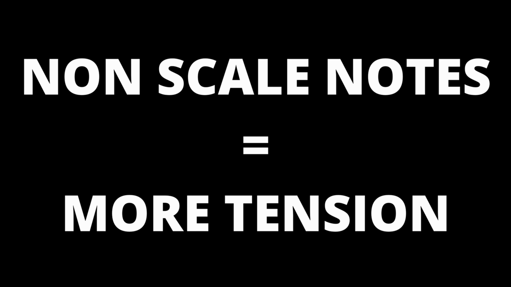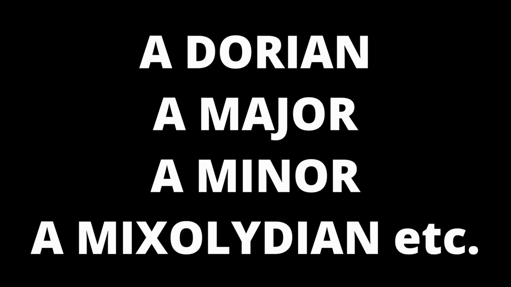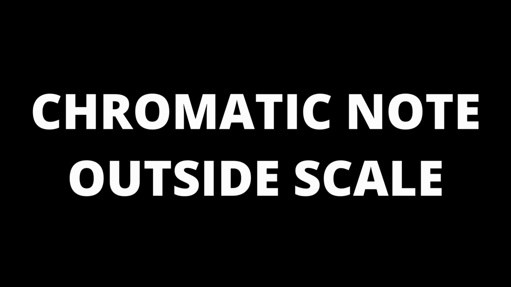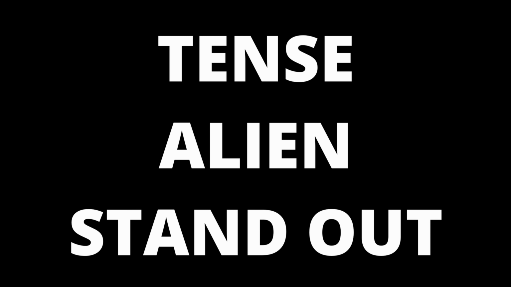Something you may have seen in songs is the use of borrowed chords. This is where we take chords from a parallel key and use them in our current key. A parallel key has the same root or tonic note, so with our examples in the key of A Dorian, we could borrow from A major, A minor, A mixolydian, etc. This introduces chromatic notes to the song that are outside of the existing key. These tense alien notes can be very noticeable in your melodies.